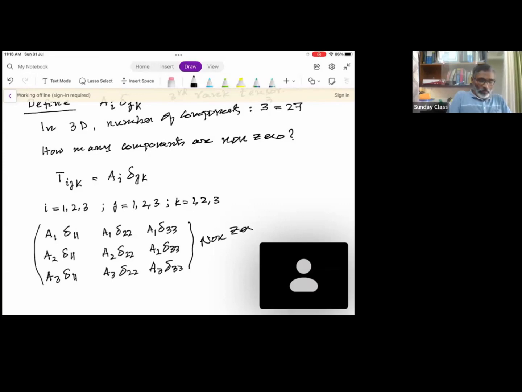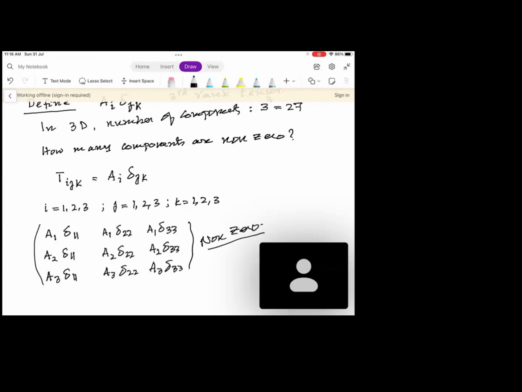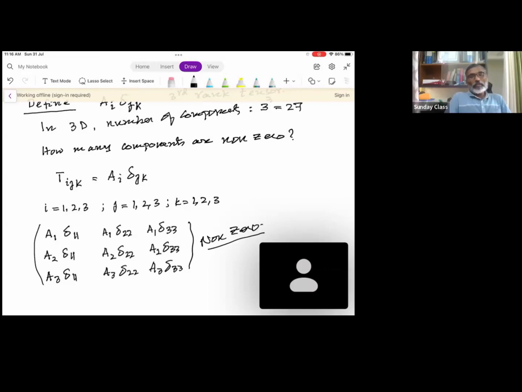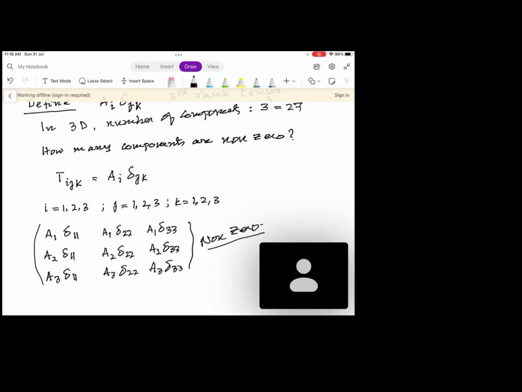All others are zero. So out of 27, 9 components are non-zero. Even though this is a third rank tensor, most of those components are zeros. Correct? Yes, sir.